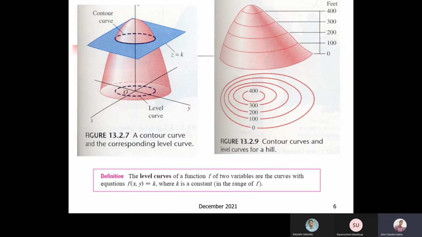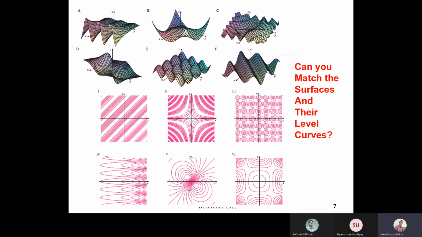Okay. So now, in my next slide, I'm going to show you some surfaces. I think four surfaces will come. And then I'm going to show some level curves, and those level curves correspond to those surfaces, but they are not ordered. You have to tell me which one corresponds to what. See, I have some surfaces here, and I have some level curves here. So can you tell me which is related to which one? One or two will do. You can try the remaining at home. This should be easy.